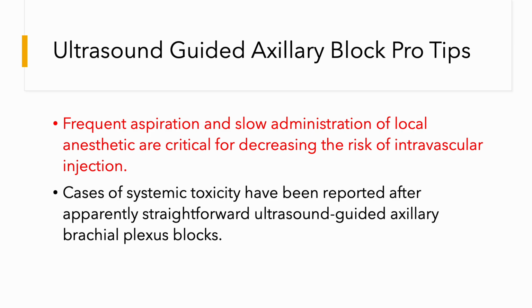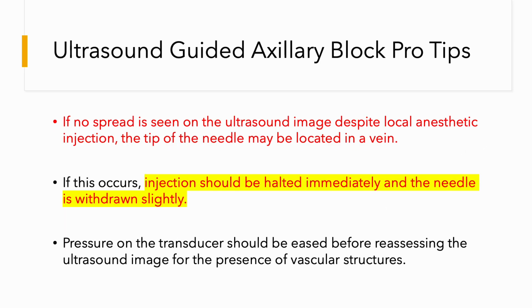So for axillary block, remember, frequent aspiration and slow administration of local anesthetic are going to be critical for decreasing the risk of intravascular injection. Cases of systemic toxicity have been reported after apparently straightforward ultrasound-guided axillary brachial plexus block. So be very, very cautious with these.